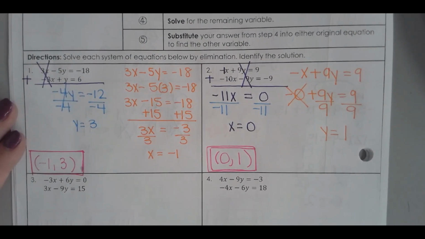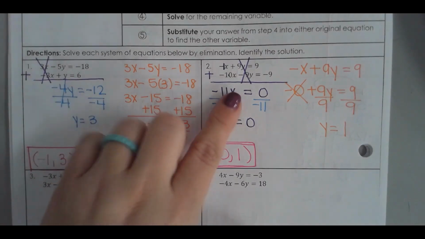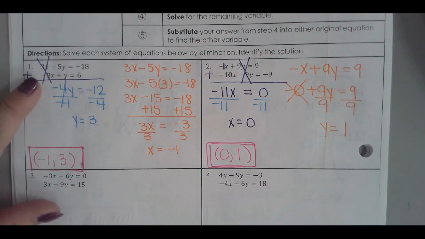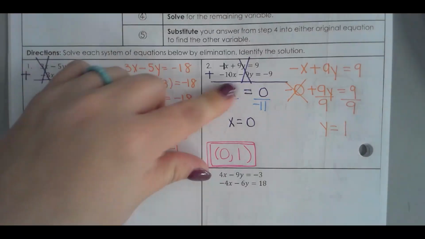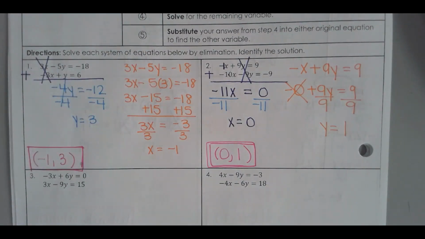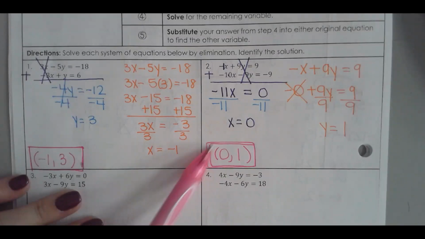Are there any questions so far? Yes. Why did we do -1, 3 on the first one and then 0, 1? Because it's always your x first. This one, I eliminated my x's, so when I solved, I got my y first. Here, my y is eliminated, so it was opposite. But you always look, x equals first.